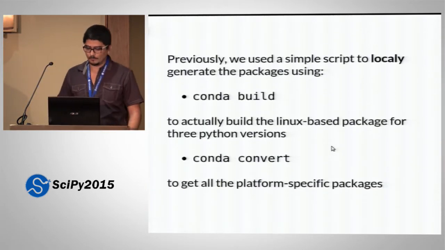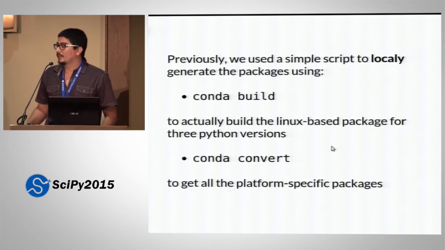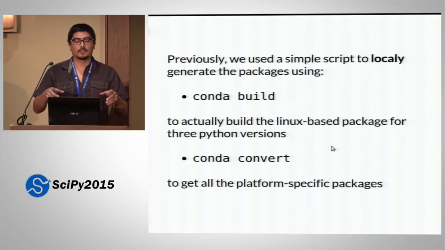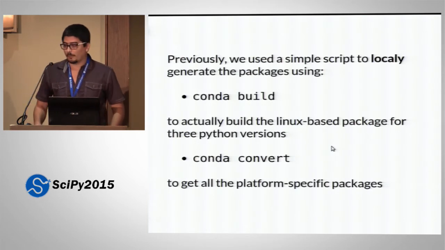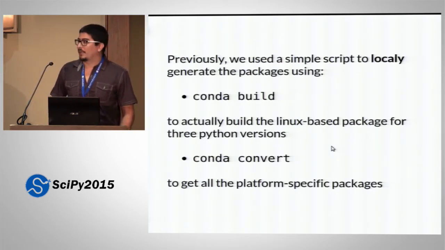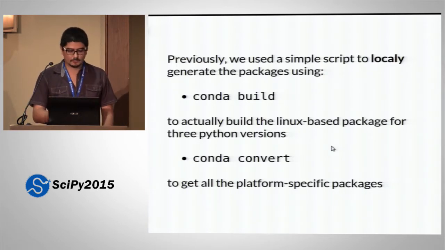So we essentially need to set up machinery to build devel packages for those intermediate points between the official releases. Previously, we used a simple script to locally generate the packages, using conda build to build the Linux-based packages for 3 Python versions, and then conda convert to get all the platform-specific packages, for OS X, Linux, and Windows.